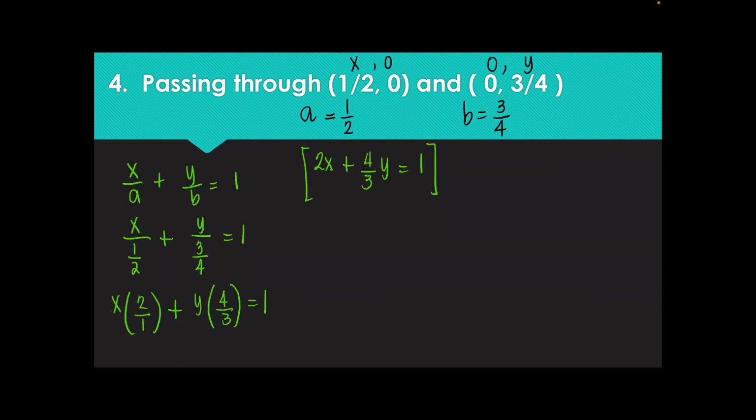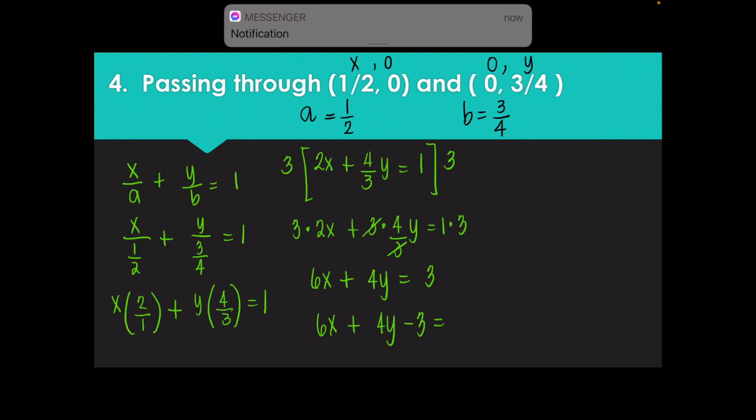We now multiply it by the LCD, which is 3. Okay, so our working equation will become 3 times 2x plus 3 times 4 over 3y is equal to 1 times 3. Okay, so 3 times 2 is 6x plus the 3 will be cancelled. So we'll have 4y is equal to 1 times 3, which is 3. So our final answer will become 6x plus 4y minus 3 is equal to 0. So this will be our final answer.